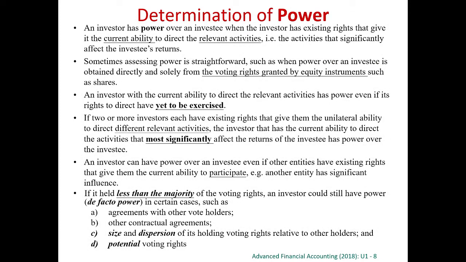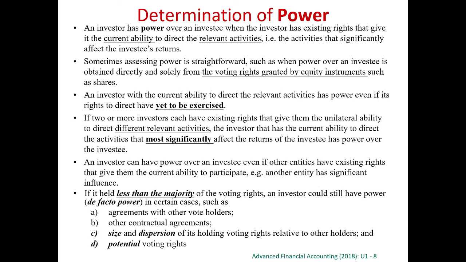Basically, we need to go through these 3 items one by one: power, returns, and the linkage between the power and the return. So what is power then? Power is the current ability to direct the relevant activities. So if you got the current ability to direct the relevant activities, then you got the power. Usually this kind of power can be considered from the voting right. If you have got the voting right, you got the power. We consider this power even if the right to direct is not yet exercised. If you got the current ability to direct the relevant activities, this is your power, even though you choose not to exercise this power yet.